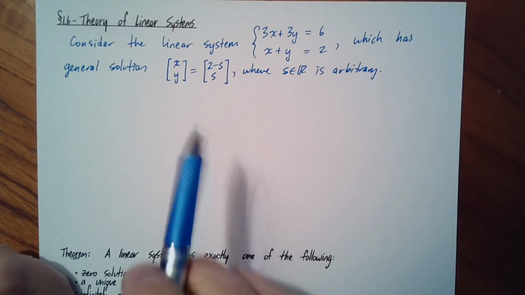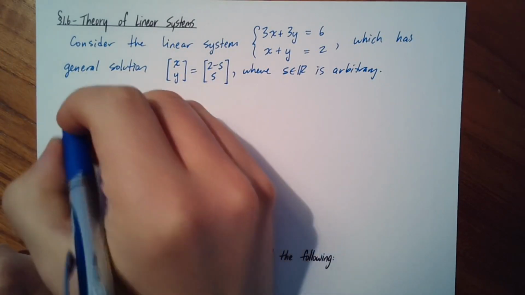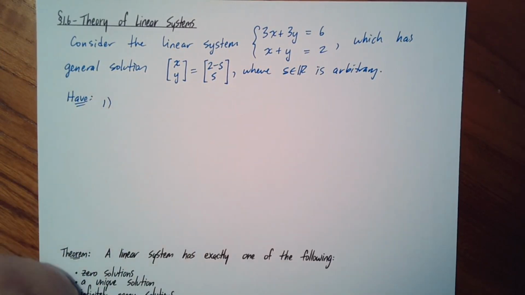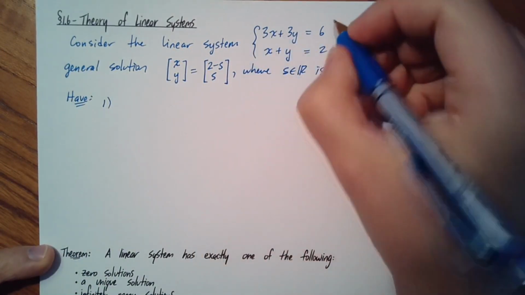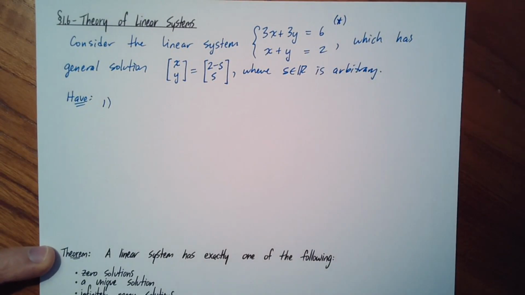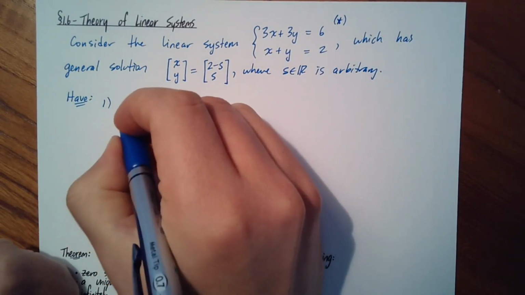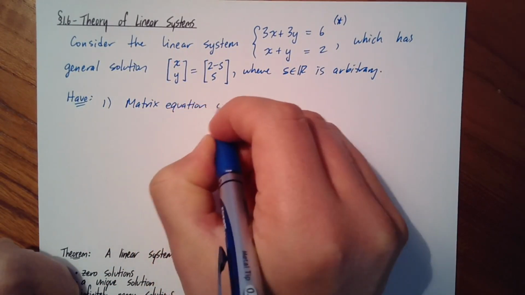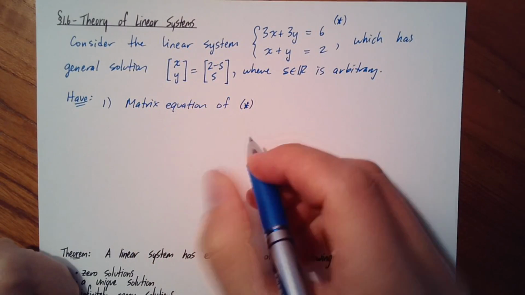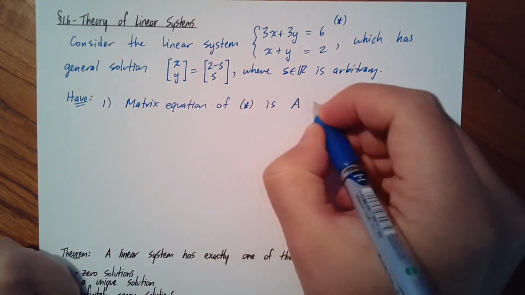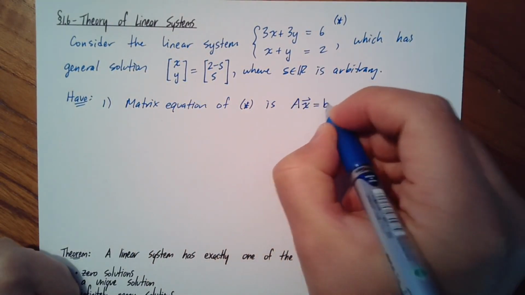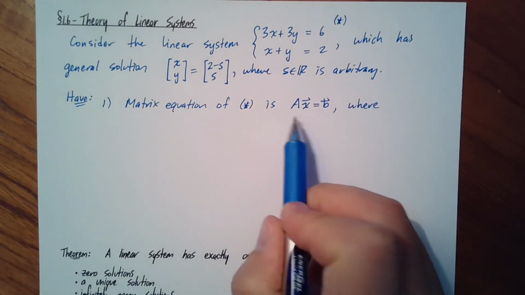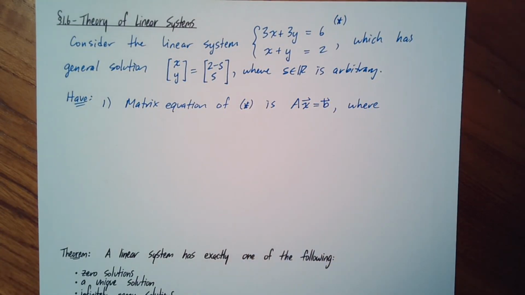Okay, so I want to mention a few things about this situation. First, I can write down the matrix equation of this linear system. Let's call this linear system star. Okay, the matrix equation of star is going to be Ax equals b, where we have to choose A, x, and b carefully so that this works, but let's do that now.